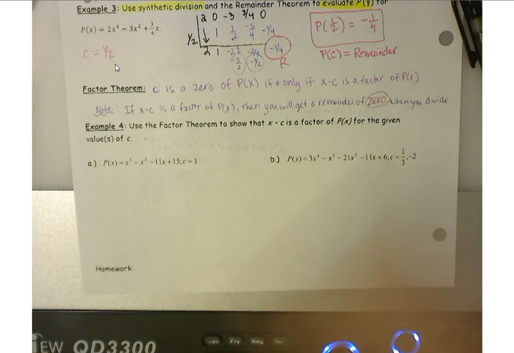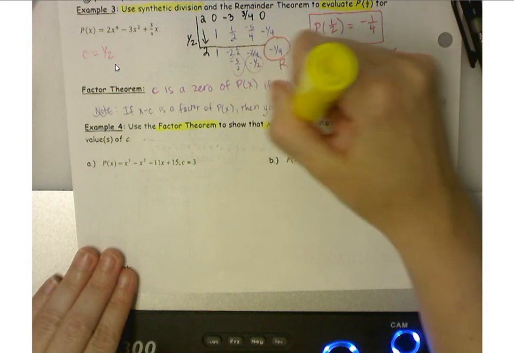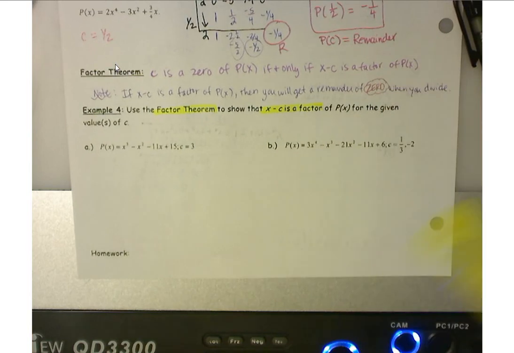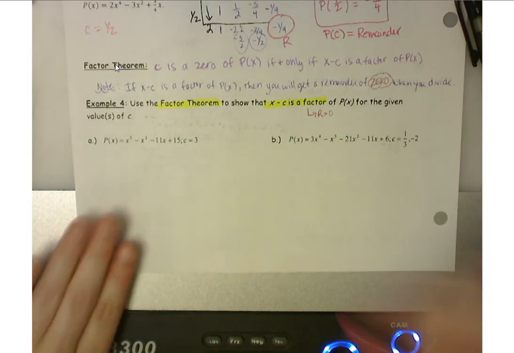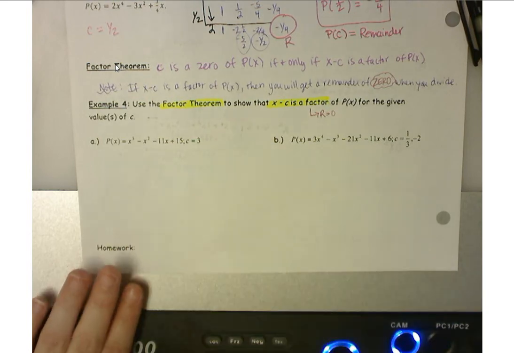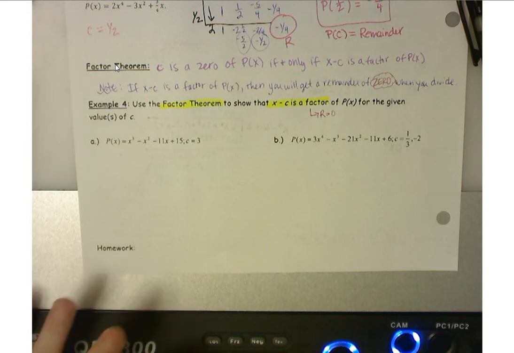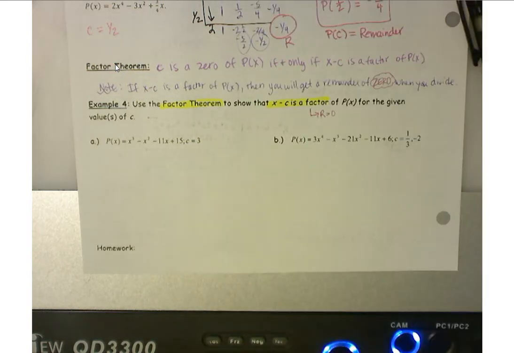So, for example 4, when you're using the factor theorem to show that x minus c is a factor for the given values, you are going to use synthetic division, and you are going to basically check if the remainder is what? 0. Okay, so if it's a factor, the remainder will equal 0. Now it says to show that. So if it does say to show that, you are confirming, whereas sometimes it might say to determine if it is. So you might have to say yes or no. With this, it says show it, which means your work is your solution.